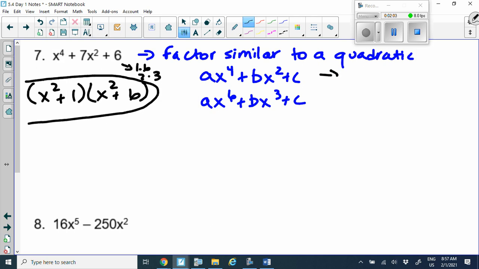Okay? So just be careful on those. Those are very simple because that's all you have to do. But also be careful if you get an x squared minus a perfect square, factor that out a little bit more.